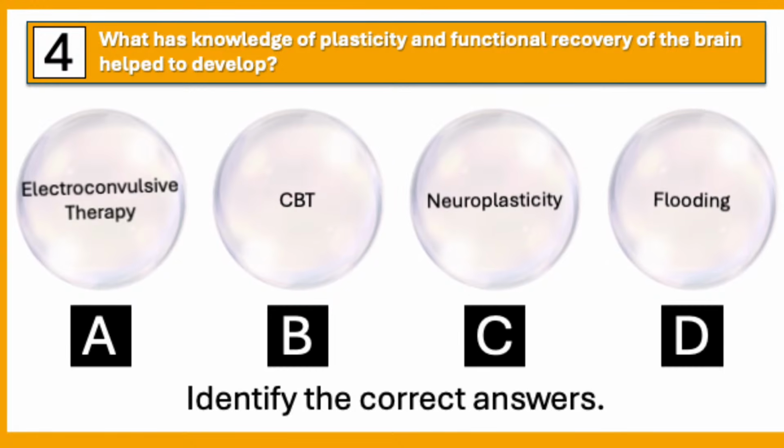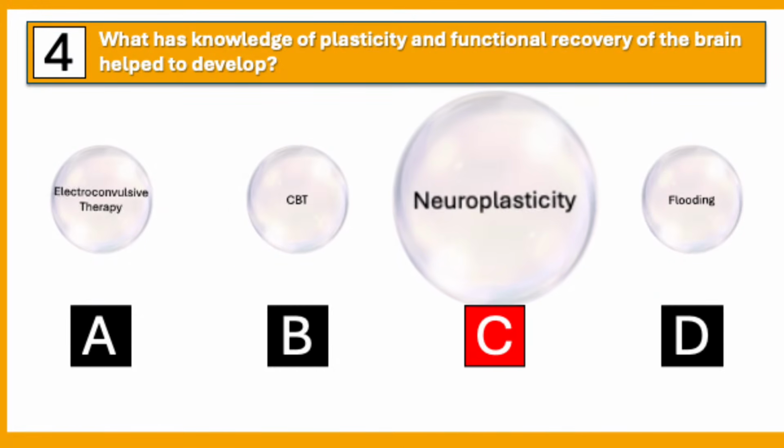So what has knowledge of plasticity and functional recovery of the brain helped to develop? So A, B, C, or D, or all of them. Electroconvulsive therapy, cognitive behavioral therapy, neuroplasticity, or flooding. A, B, C, or D. So knowledge of plasticity and functional recovery, what has that helped to develop? Really good. Excellent. Well done for your contributions. Well done if you're thinking C. C is our answer there. Fantastic.